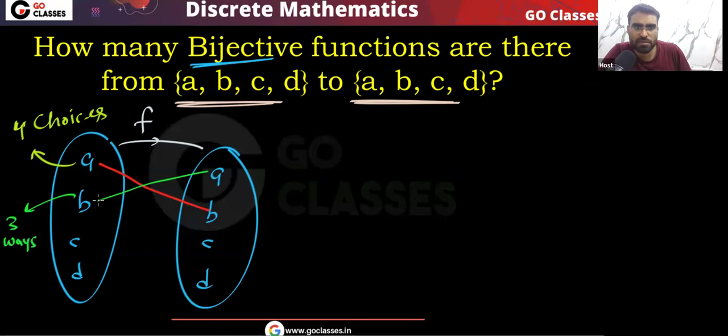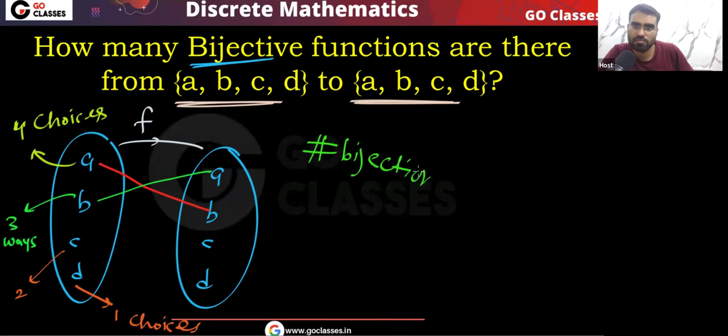Okay, let me do this. Now tell me, how many choices for C? There are 2. And how many choices for D? There is only 1. So what is your final answer? How many bijections? That will be 4 into 3 into 2 into 1.